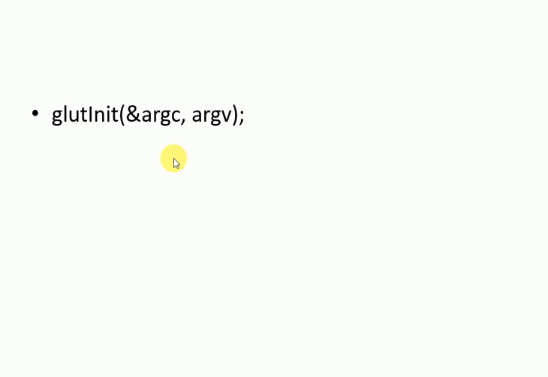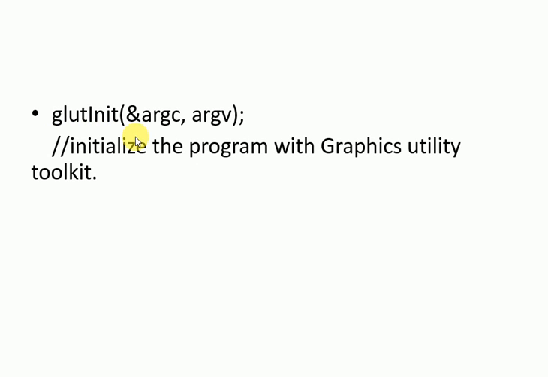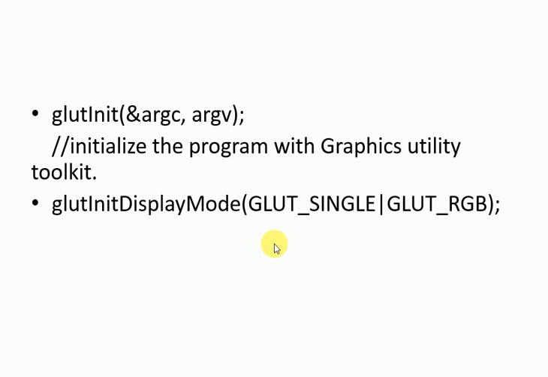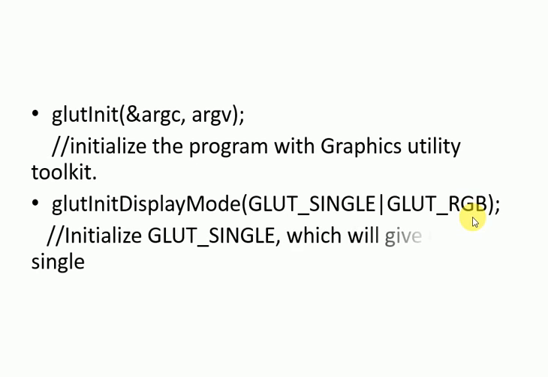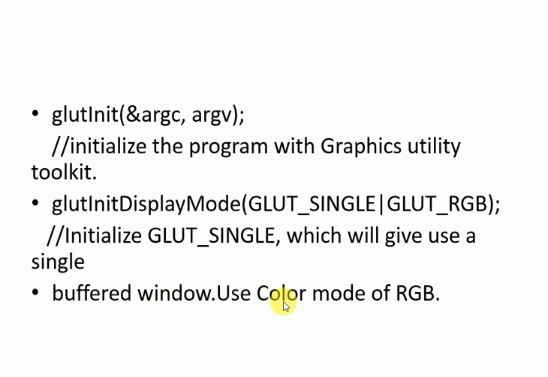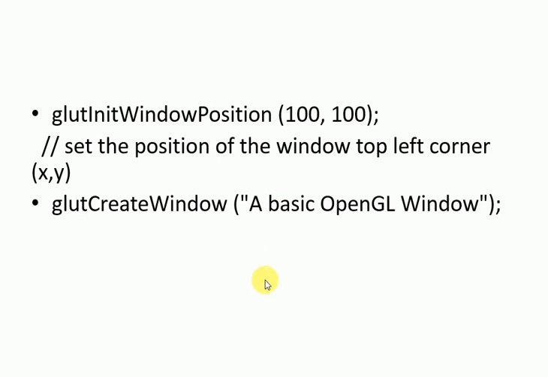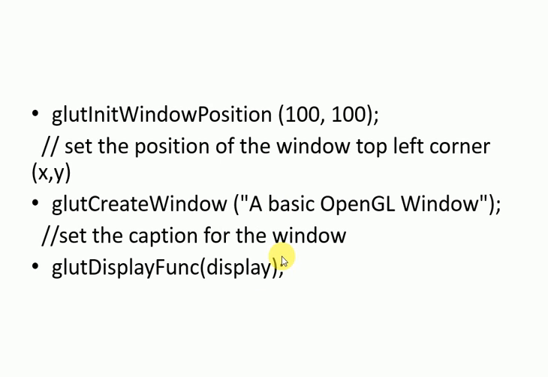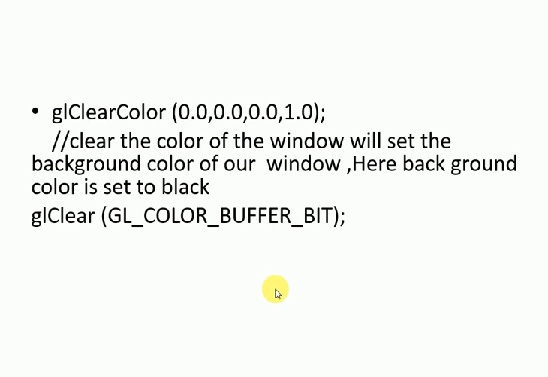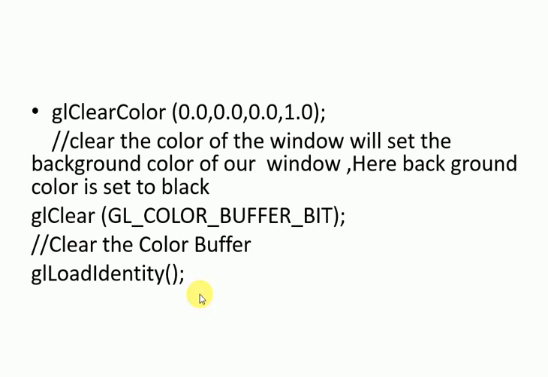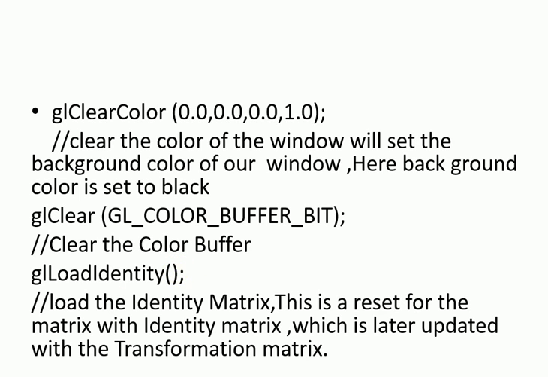Now let us look at the program. glutInit is to initialize the program with the graphics utility toolkit. glutInitDisplayMode is to select single buffer and RGB mode, which uses the color mode of RGB. glutInitWindowSize is to define the size of the window. glutInitWindowPosition is to specify the position of the window. glutCreateWindow will create a window with the caption. glutDisplayFunc will call the display function, and whatever is present in the display will be displayed on the screen, which will draw. Then the main loop is initialized. glClearColor and glClear will clear the background color and set the color as specified. glLoadIdentity will reset with the identity matrix.